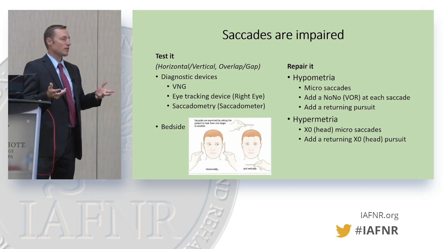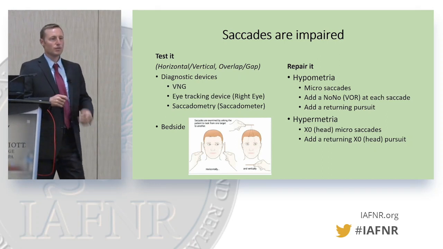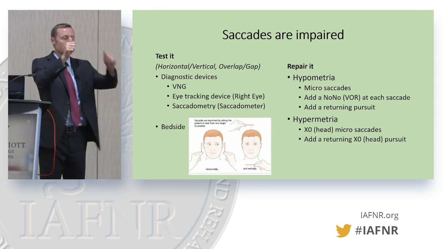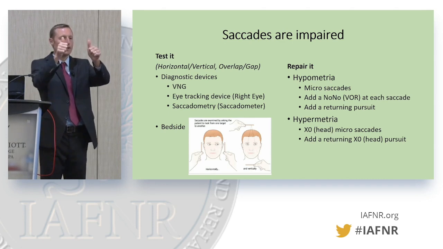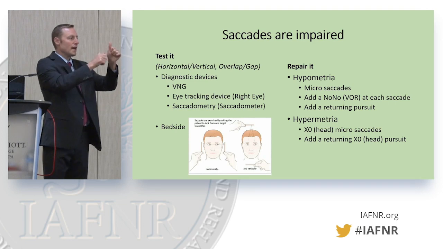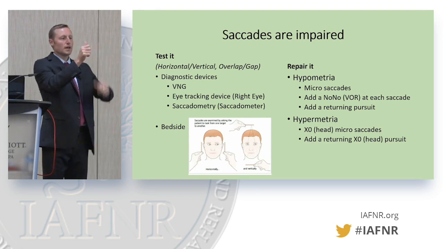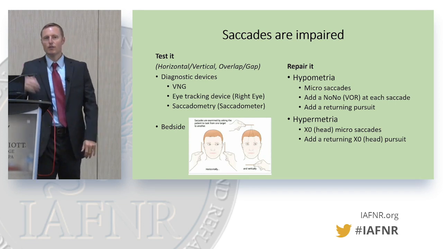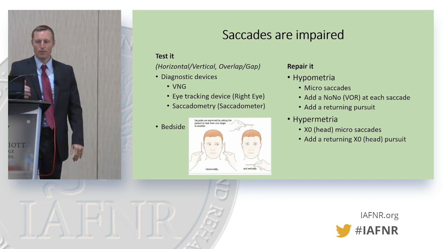Okay, so if it's hypermetric, so if you're doing saccades and you go past the target and come back, a great strategy is a time zero, microsaccades. A time zero is when you move your eyes and your head together. So if I'm looking here and I want to go over here, again, my head and my eyes move together to the next target. You can do that with multiple saccades, and you move your head and your eyes together. Times zero.